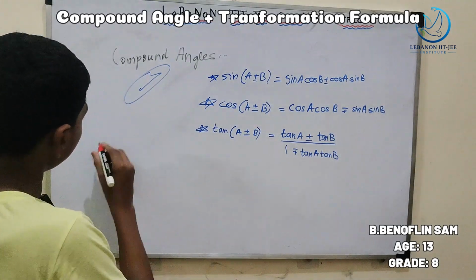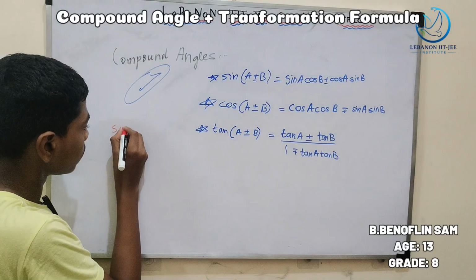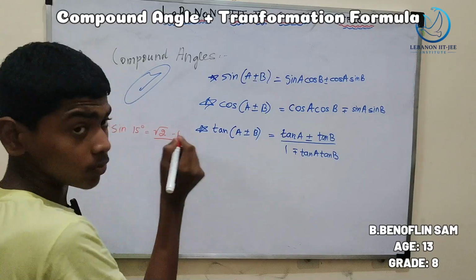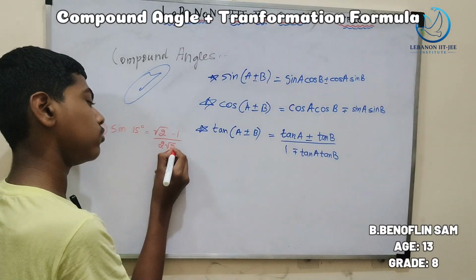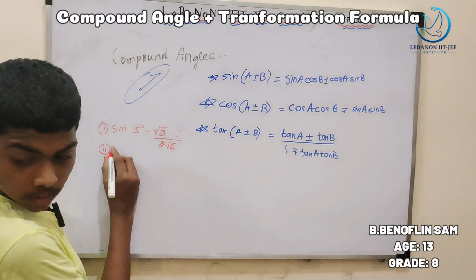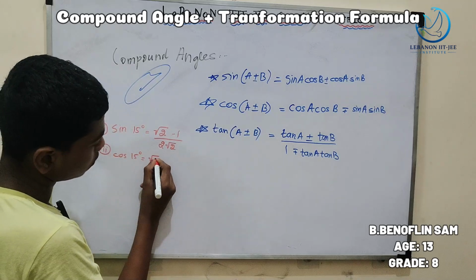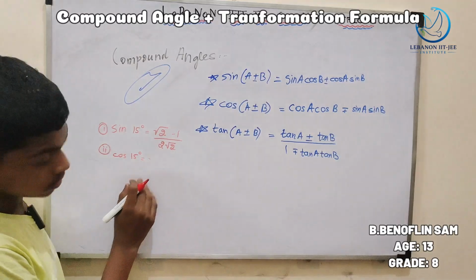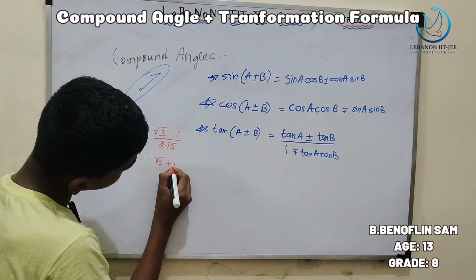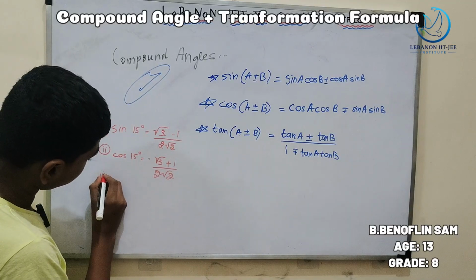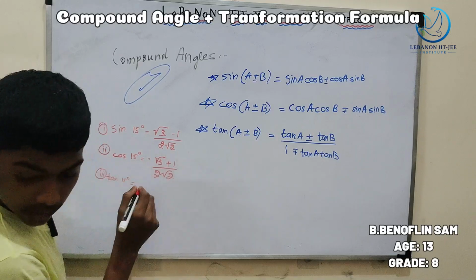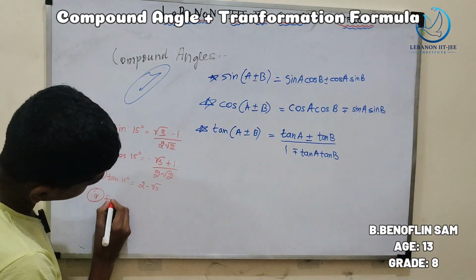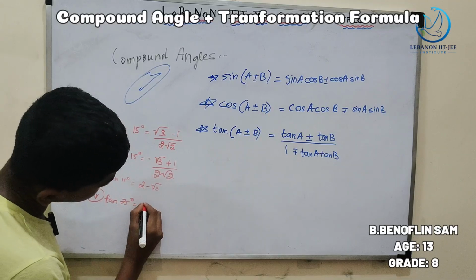And for this, I'll write one box. It is important for JEE Mains. Sin 15 degree is equal to root 3 minus 1 by 2 root 2, cos 15 degree is equal to root 3 plus 1 by 2 root 2, tan 15 degree is equal to 2 minus root 3, and tan 75 degrees is equal to 2 plus root 3.